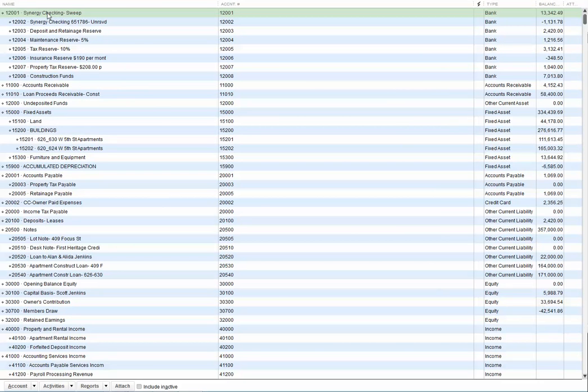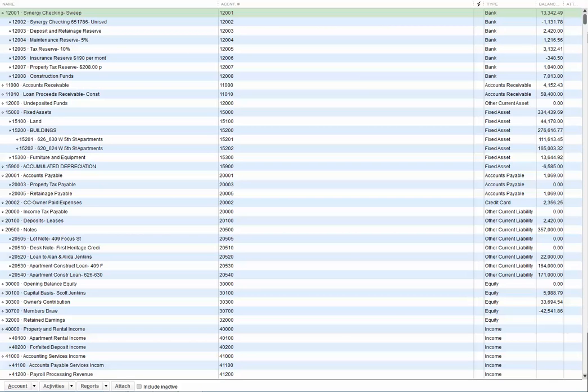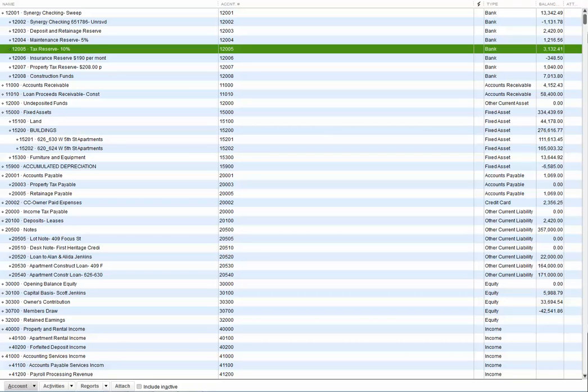Now let's take a look at the checking accounts I have set up in this company file. You'll notice at the top I have a master checking account. It's identified as a bank account. I refer to this as the sweep account. The reason I refer to it as a sweep account is because the balances from all sub-accounts will basically sweep into this top level account, allowing you to reconcile only one bank account, although you'll be able to keep separate reserve balances separately identifiable in other bank accounts.